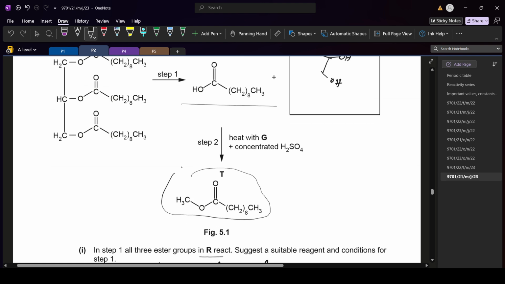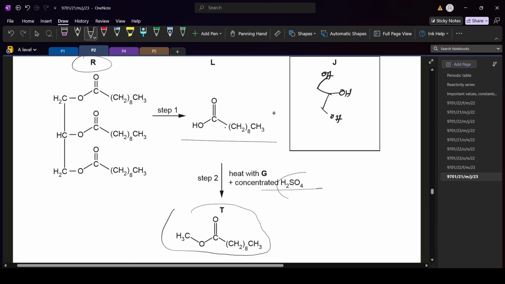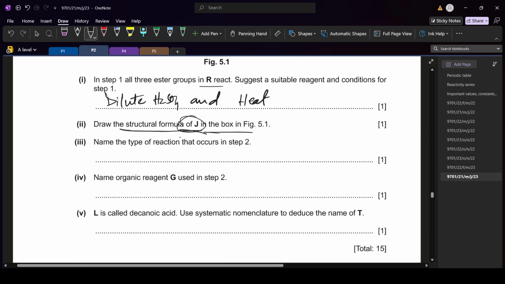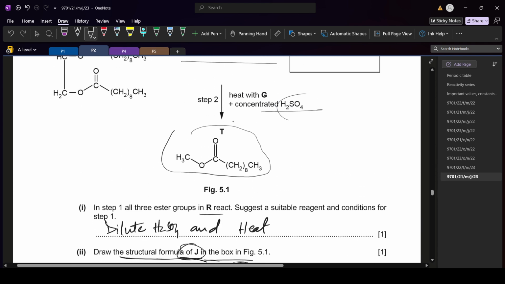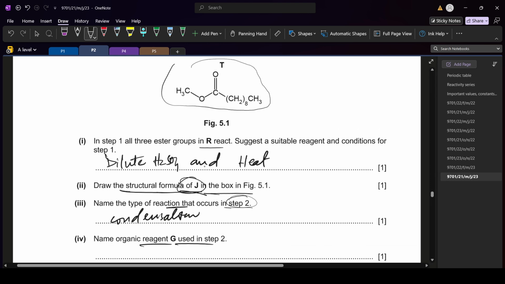Then in step 2, G plus concentrated sulfuric acid react with this L to form this T. Name the type of reaction that occurs in reaction step 2. So it's actually the condensation reaction. The formation of ester is actually a condensation reaction. Now name the organic reagent G used in step 2.